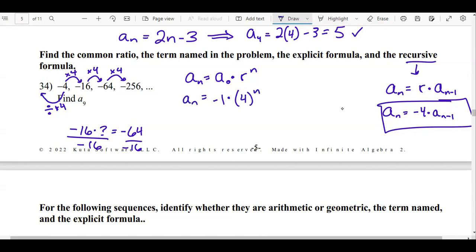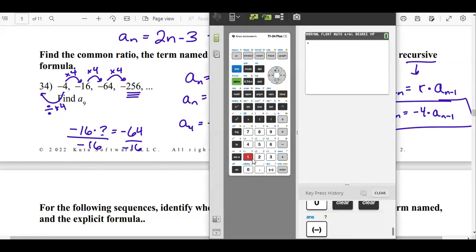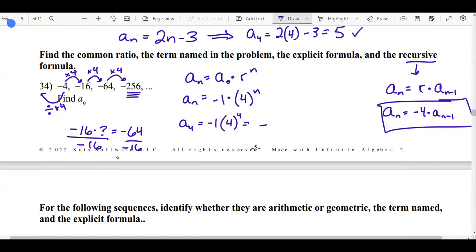I really recommend checking this. We know that the fourth term should be -256. So if our equation works, we should be able to plug in 4 right there, and it should give us -256, and it does. So I feel good about it. That allows me to go ahead and do the 9th term. 262144. That is a big number, isn't it?